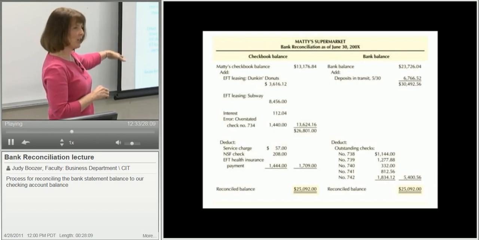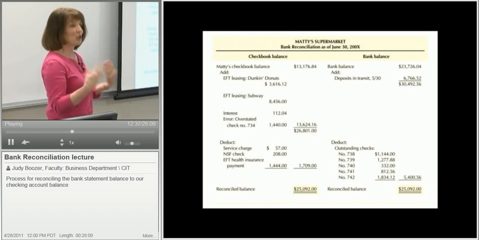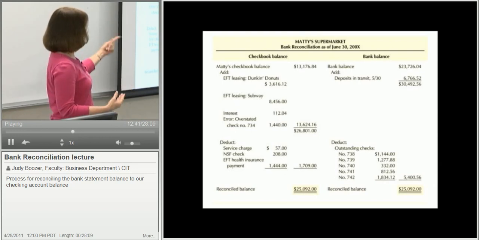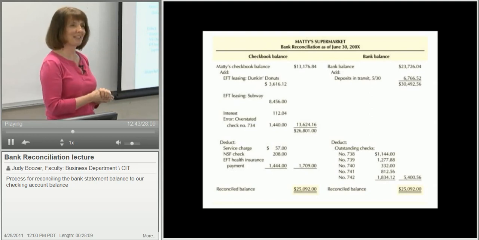Now, look at the deductions. Service charges. What else? NSF check. What's the EFT health insurance payment?